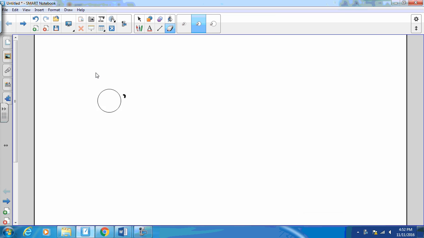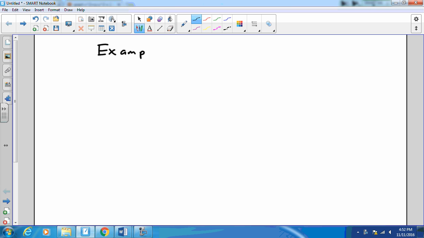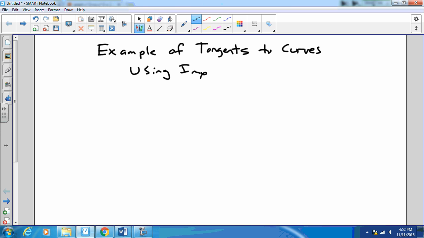Hi. I would like to show you an example of how implicit differentiation works. And in particular, I want to show you an example of finding tangent lines using implicit differentiation. The problem that I'm going to use as an example is taken from your book. It's on page 162, number 17.